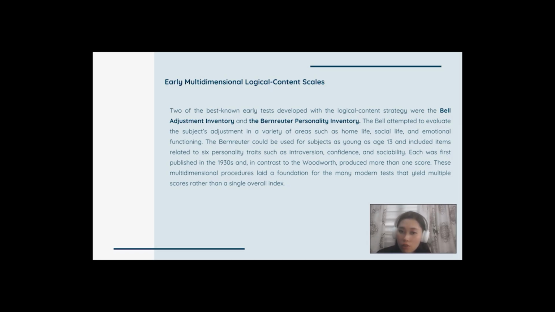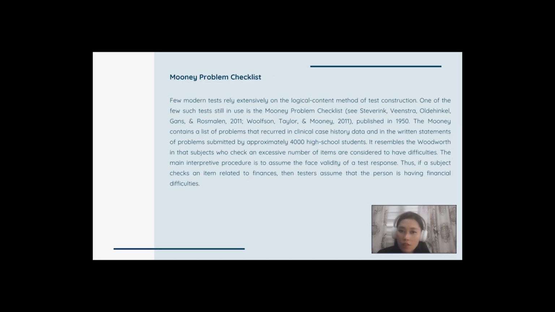These tests were among the first to produce multiple scores rather than just one overall score, paving the way for modern tests that assess different aspects of personality. From the 1950s is the Mooney Problem Checklist, which lists common problems like finances or relationships people face. If someone checks many items, it suggests they may be struggling with those issues. So, for example, if a person marks financial problems on the checklist, the test assumes they are having trouble managing money. In general, these tests rely on face validity, meaning that if someone selects a certain problem, it is assumed to be relevant to them.